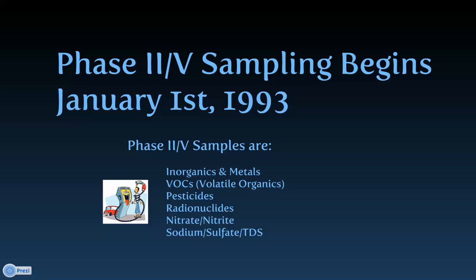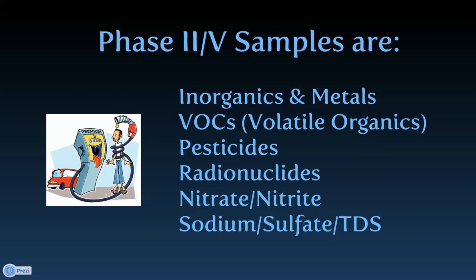So the question that you have for me is obviously, what in the world is a Phase 2, Phase 5 sample? It's just fancy lingo for this entire group of samples right here. So your inorganics and metals, your VOCs, which are like gasoline byproducts like xylene, benzene, pesticides, your radionuclides, nitrate and nitrite, and your sodium, sulfate, TDS. All of these are your Phase 2, Phase 5 samples, and they are all required to be taken at the source in the rule or at the entry point to the distribution system.